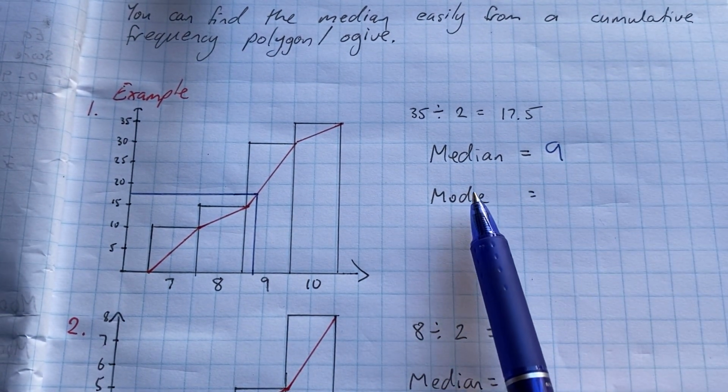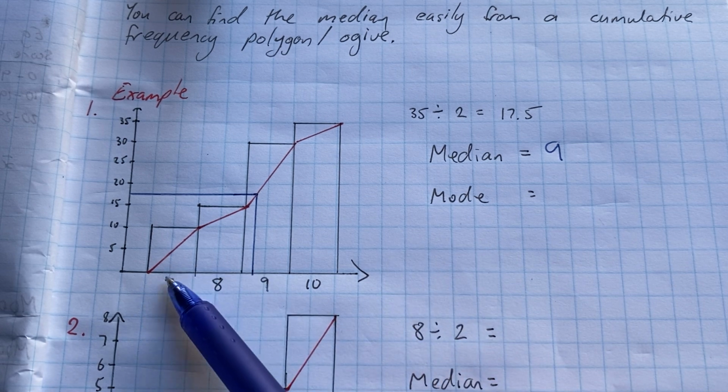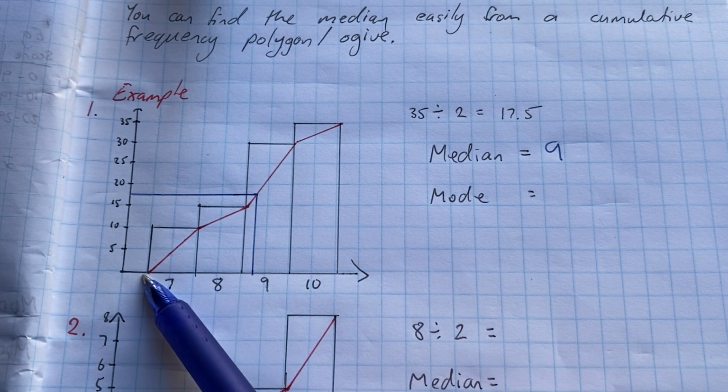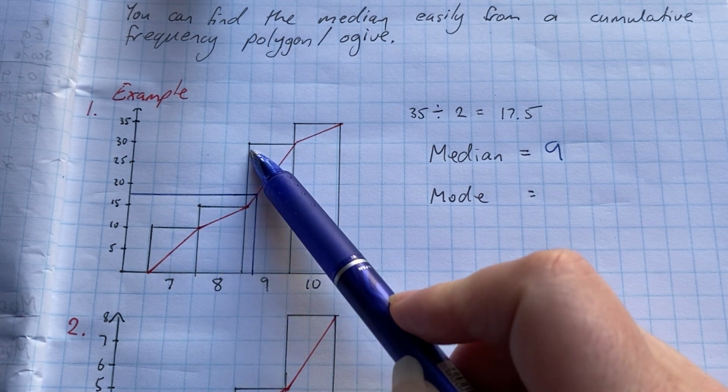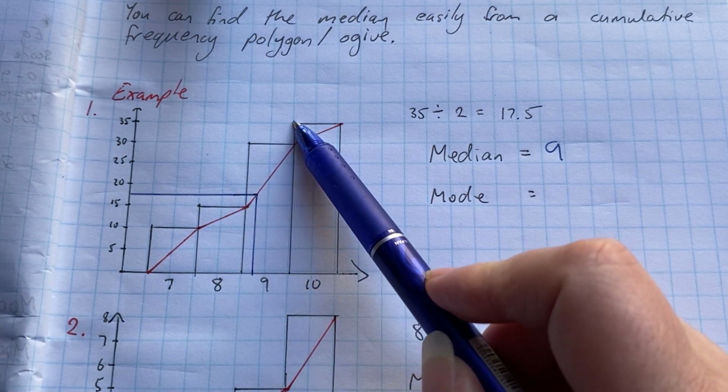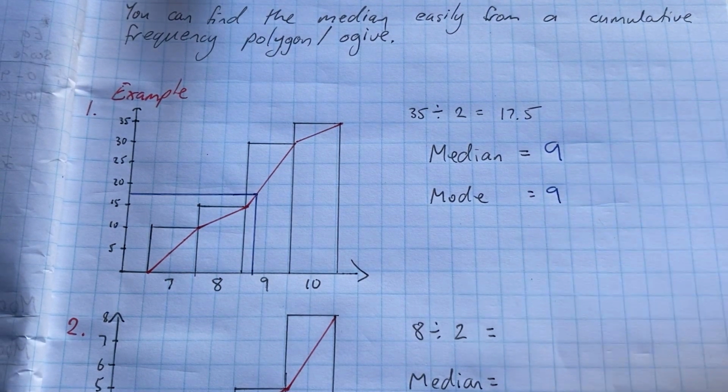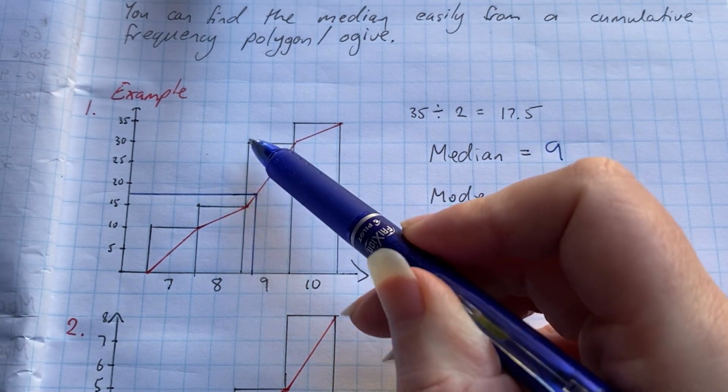Also, we can find the mode here. The mode is where you've got the biggest jump. So 7 jumps by 10, 8 jumps by 5, 9 jumps by 15, 10 jumps by 5. So 9 is the mode. That's the most common. It's got the biggest jump from here to here.